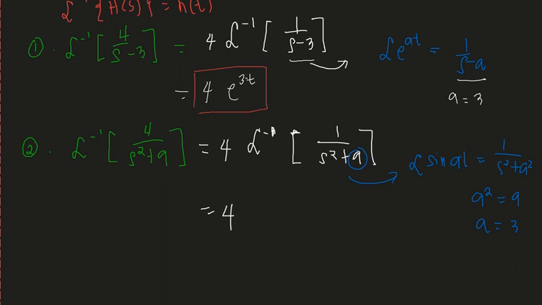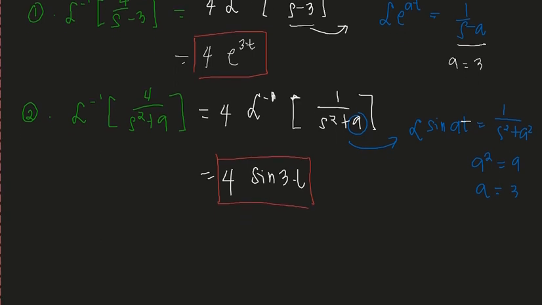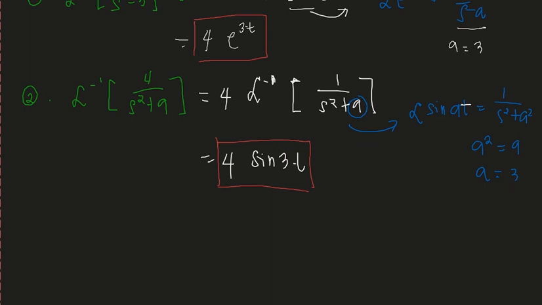Then aton nga Laplace transform is sine at lang diretso. So we will have sine, a naton is 3. So we have sine 3t. So automatic, this will be aton nga final answer. So medyo hapos lang ang concept of linearity, but we are going to explore more examples.